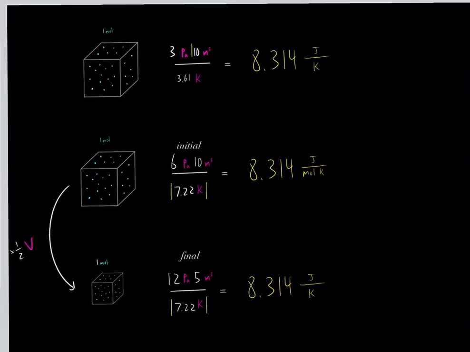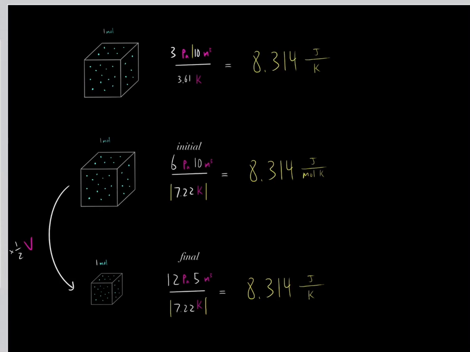But another example, so let's say we halve the volume while keeping the temperature constant. If the temperature is constant, but the volume is cut in half, we would have to double the pressure because that's the only way to allow this to still equal 8.314.